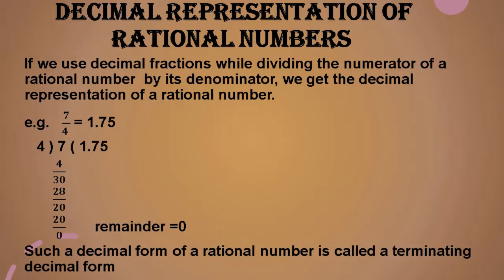Here on the screen you can see the division. In this case, after dividing 7 by 4, the remainder is 0. Hence, the process of division ends. Such a decimal form of rational number is called a terminating decimal form.